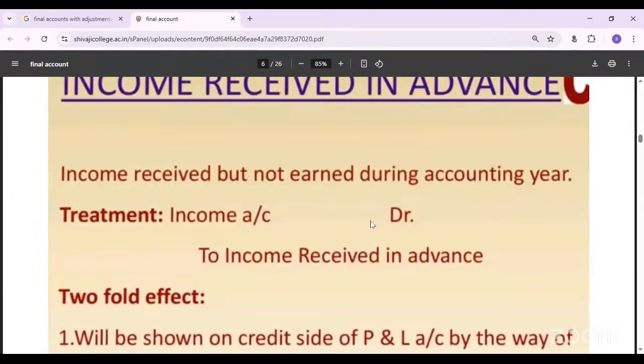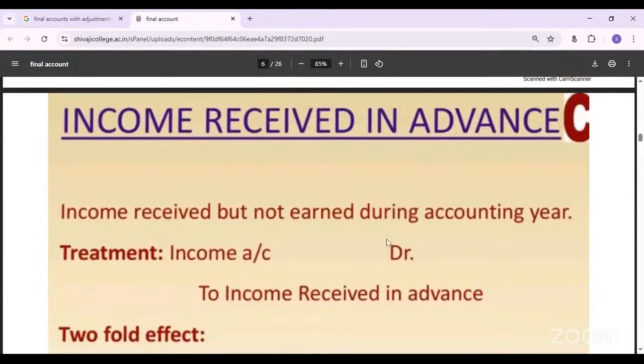Now, next one is income received in advance. Like payment paid in advance ఎలా అయితే ఉంటుందో income received in advance. అంటే మనం నెక్స్ట్ ఇయర్ కి రిసీవ్ చేసుకోవాల్సిన ఇన్కమ్ ఈ ఇయర్ కరెంట్ ఇయర్ లో రిసీవ్ చేసుకున్నాము. That we will call it as income received in advance. Now, the journal entry for this is income account debit to income received in advance account.